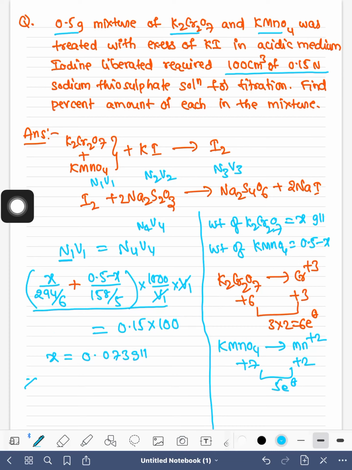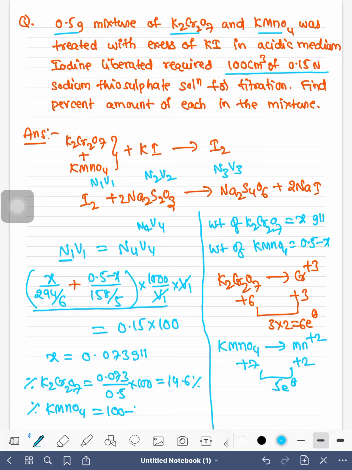Then the weight percent of K2Cr2O7 is 0.073 by 0.5 into 100. It is 14.6%. Then the percent of KMnO4 is equal to 100 minus 14.6. It is equal to 85.4%. Right?